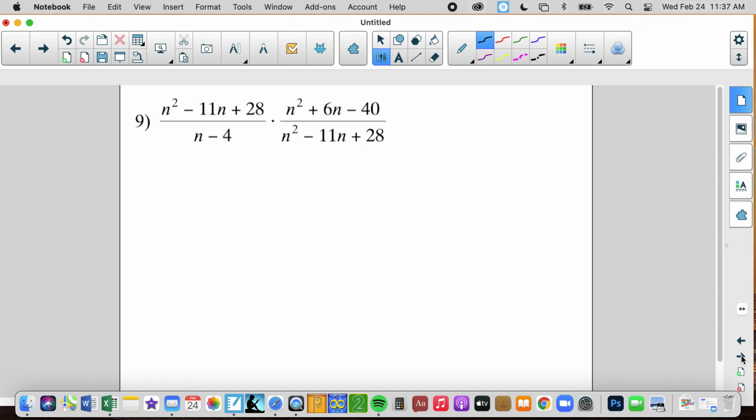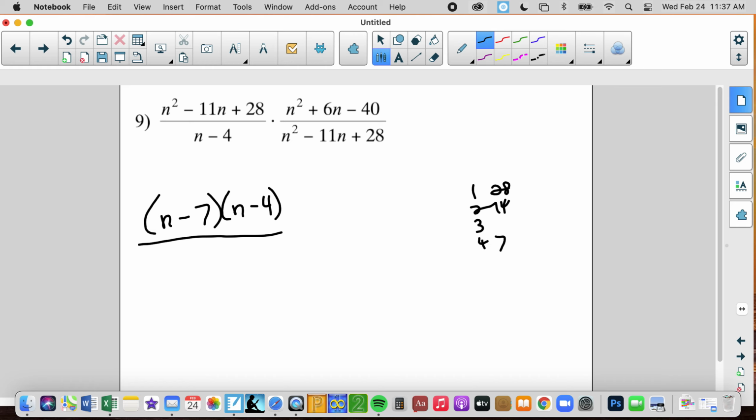So let's look at the top left. Factors of 28 when added equal -11. Signs are the same. Both are negative. So I'm going to get minus, what's that, 7 and 4? And, okay, so you do factors of 28. 1 and 28, 2 and 14. 3, no, 4 and 7. And then you look at them and go, oh, that's 11.